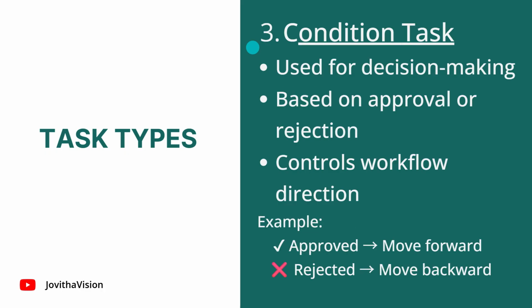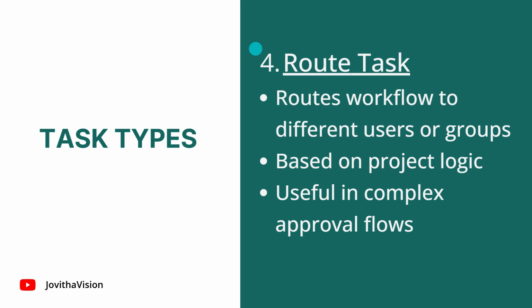Another important task type is condition task. Condition tasks are used to make decisions based on conditions. For example, if approved, the workflow moves forward. If rejected, it moves backward. We also have route task. Route task is used to route the workflow to different users or groups based on logic or project needs.